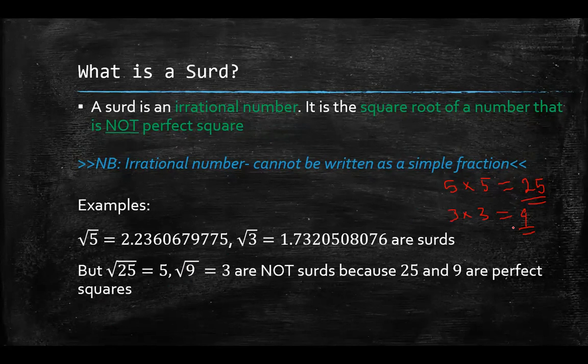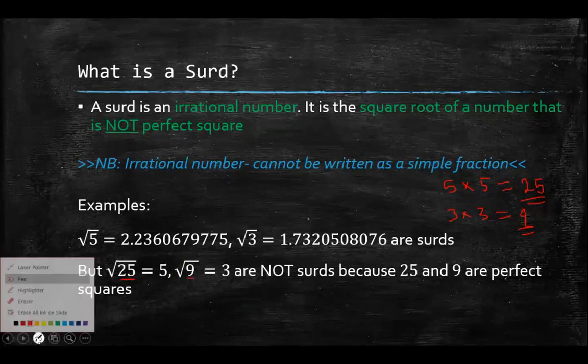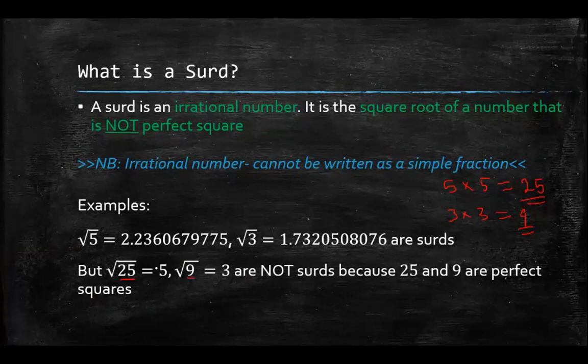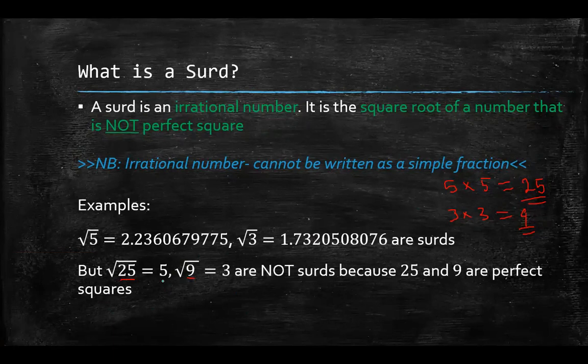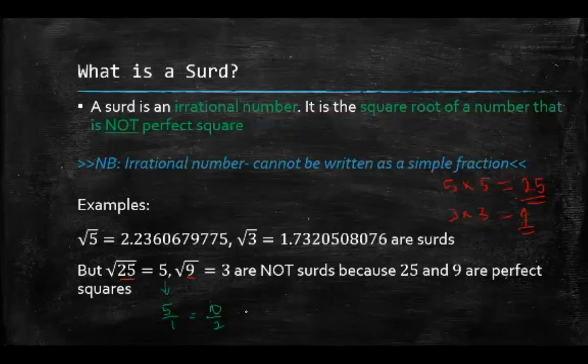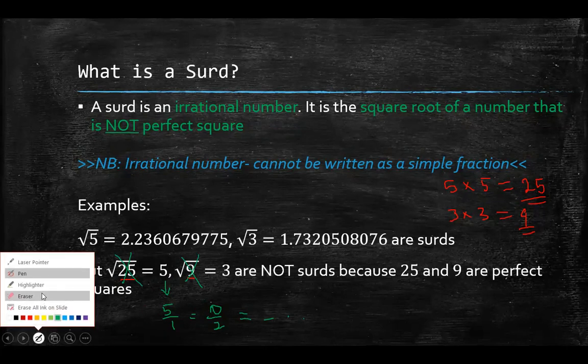9 is a perfect square. So these are not surds because 25 and 9 are perfect squares. And if you wanted to write 5 and 3 as simple fractions, for 5, I could say 5 on 1 gives me 5, or I could say 10 divided by 2 gives me 5, etc. So it could be written as a simple fraction. That's why the square root of 25 and the square root of 9 are not surds. Everybody following so far?